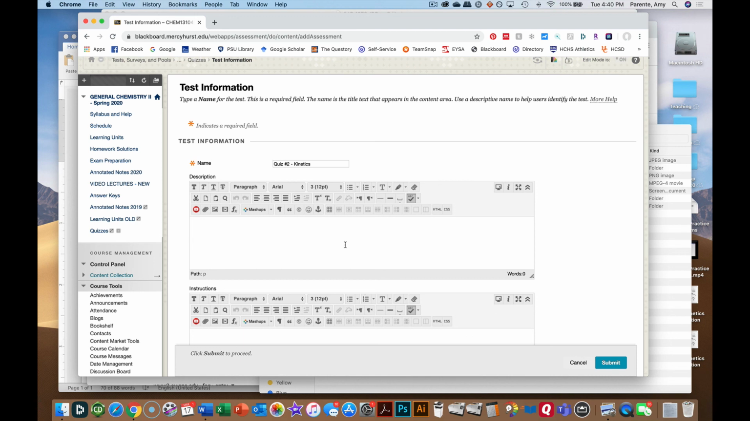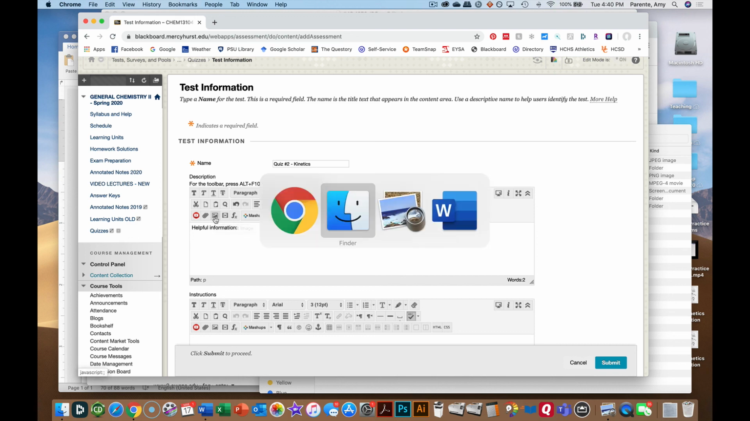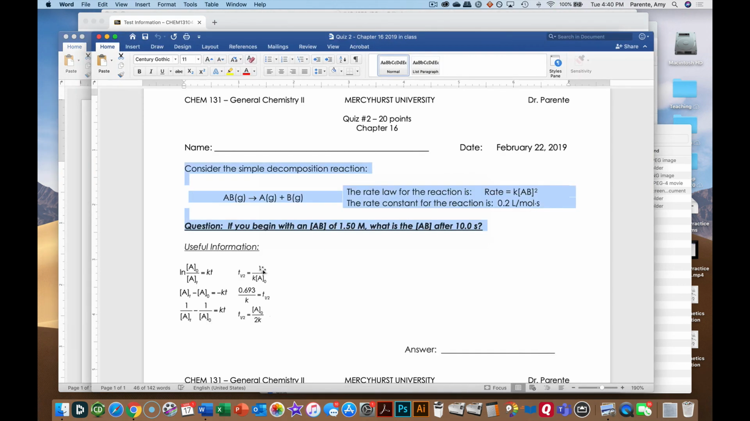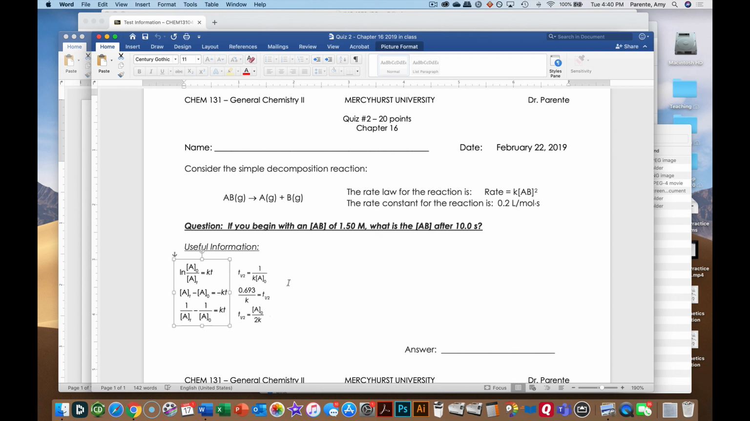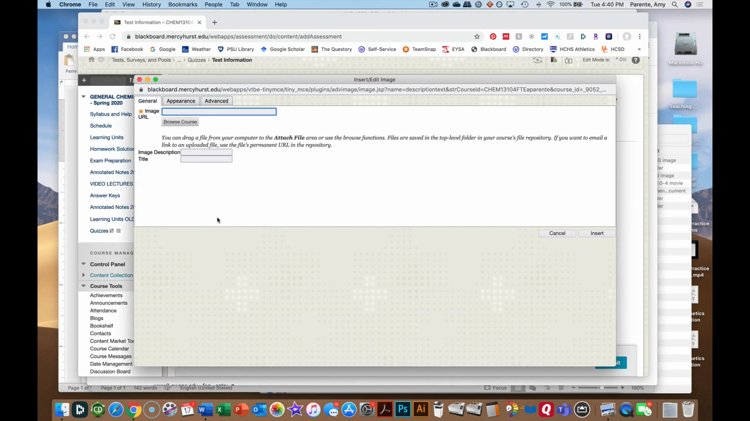If you want, you can put a little bit more of a description in here. I'm going to indicate that I want to put some helpful information for them for the quiz, so I'm going to choose a picture. Remember we had indicated that this was going to be some useful information to provide for them. I didn't want that to be part of the prompt. Plus, these are image files, not text files, so I wasn't able to get them into the test question specifically. So I'm going to include that helpful information here.